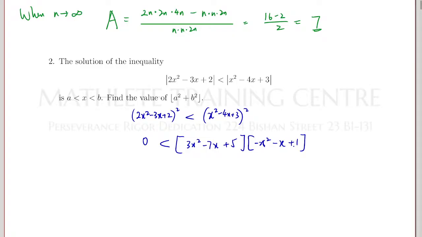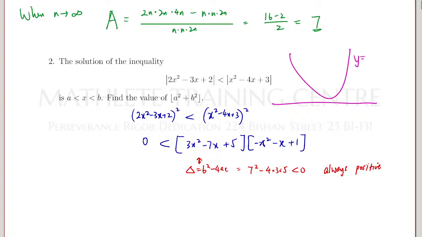Here we have two things multiplied to give you 0, and actually one of them you already know how to deal with, which is the first one, because the first one is always positive. If you take a look at the discriminant, the b squared minus 4ac term, you can see that it will be 7 squared minus 4 times 3 times 5. This is less than 0. And if it's less than 0, it tells you that this is always positive, because if you think of the quadratic, it will always lie above the x-axis. So for example, this is your x-axis, then you can have the graph of y equals this thing lying above. No solutions.